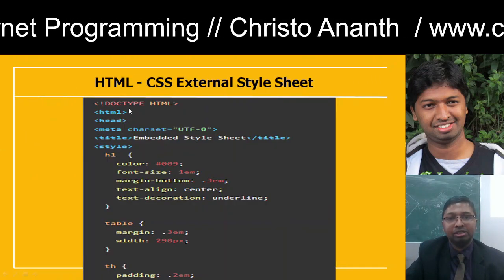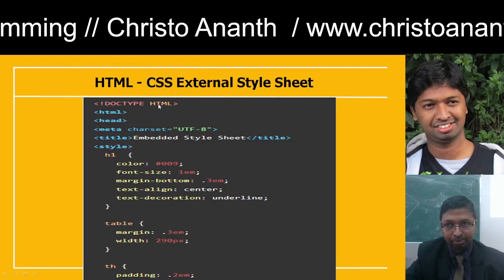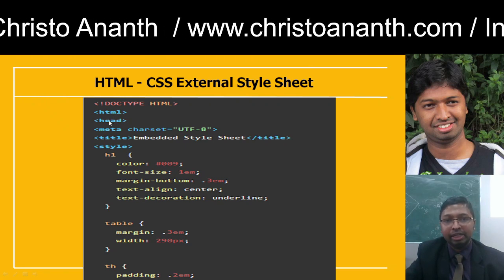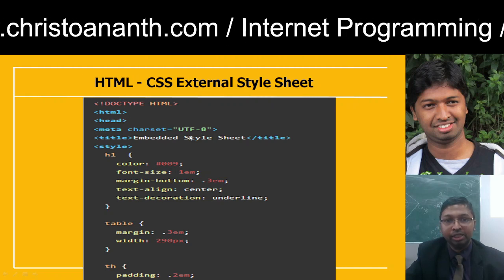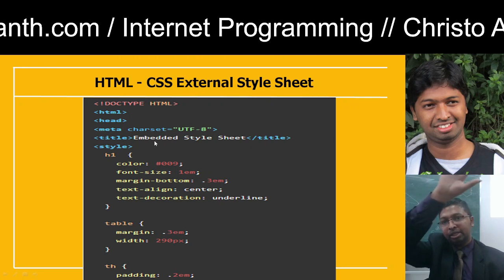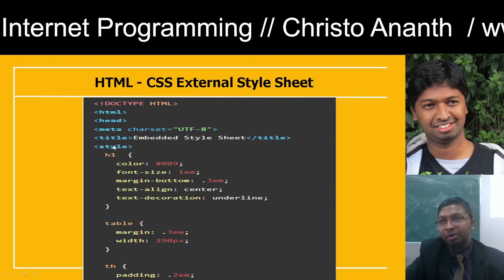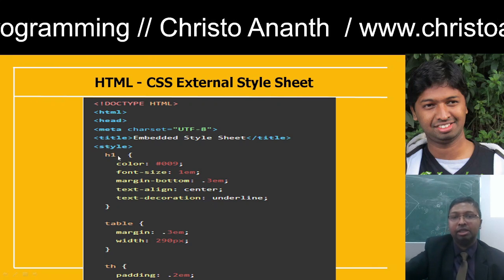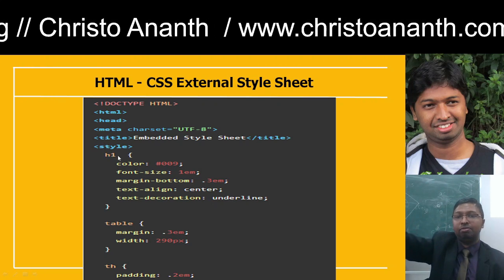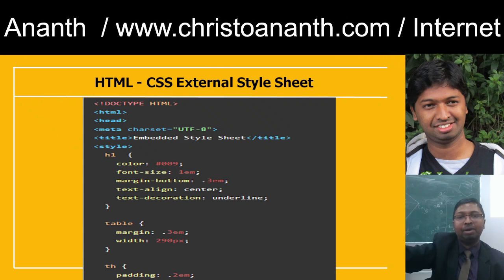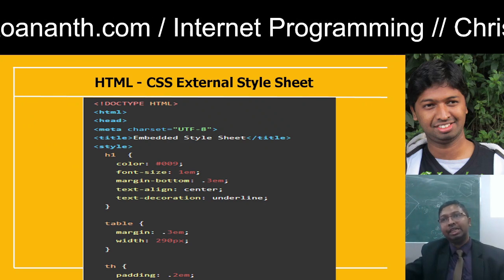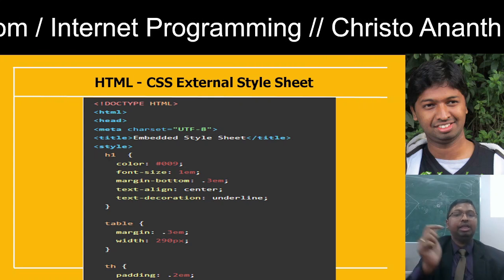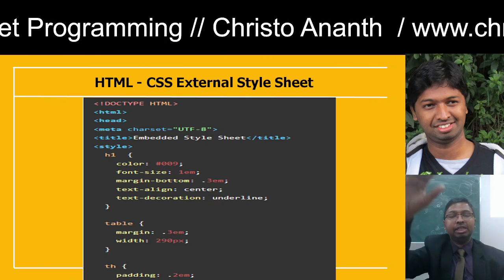So maybe you can see doctype HTML, head tag, meta charset, it is UTF-8. The title, it is embedded style sheet. So you begin with a style tag, h1, the color 009, font size 1em, margin bottom 3em, text alignment center, text decoration underline. Then table margin, it is 3 points.